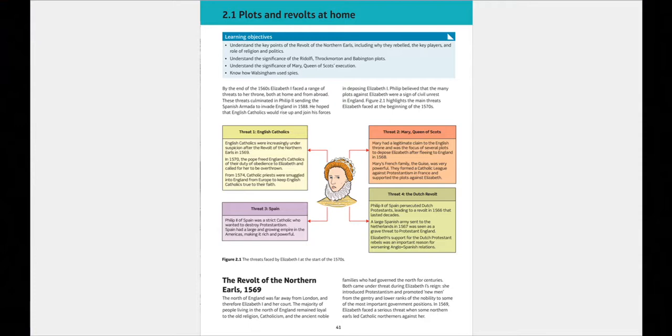Okay, so this now brings us to the last section of the lesson. You've got a copy of this little diagram that shows some of the problems that Elizabeth faced, and really we've dealt with two of them: the English Catholics and the plots, the Throckmorton plot, the Babington plot, and Mary Queen of Scots. The two underneath, Spain and the Dutch Revolt, are problems that we're going to have a look at in the next two lessons. The problem of Spain was growing and growing and growing.